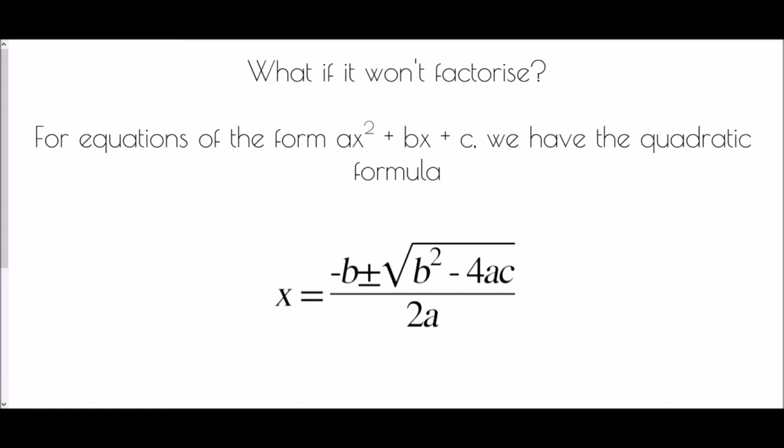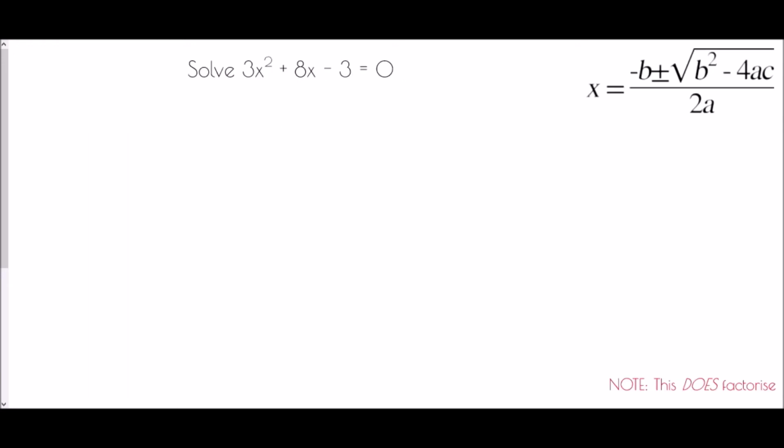And what we have is that x equals negative b plus or minus the square root of b squared minus 4ac all over 2a. Now this formula can actually be used for all quadratic equations. Now some of them you may find that they don't actually work, but we can at least give the formula a go, and let's see if we can do that. So solve 3x squared plus 8x take away 3 equals 0.